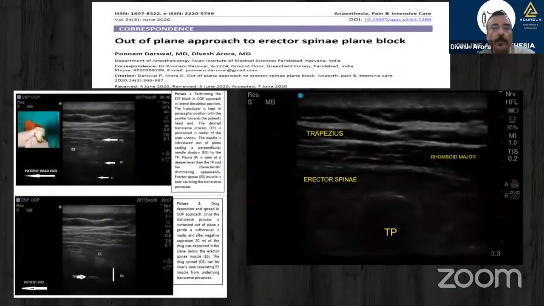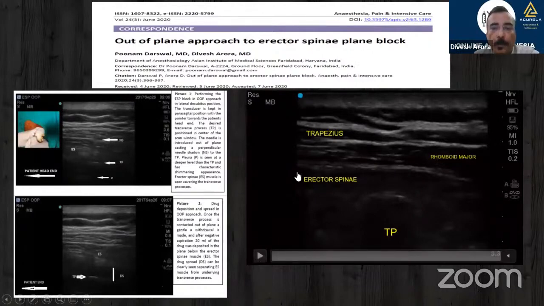Our second contribution is towards erector spinae. All those who have attempted erector spinae plane block using an in-plane parasagittal orientation would have realized that it is a steep trajectory block. At times, you may lose sight of the needle. That is why we described, in literature published very recently in 2020 in Anesthesia, Pain and Intensive Care, the out-of-plane approach to erector spinae plane block.